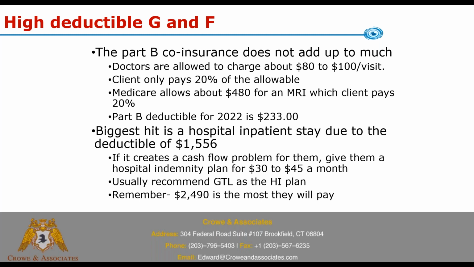If you've got a client that creates a cash flow problem, there is likely a good opportunity there for a hospital indemnity plan. A lot of people don't think of selling hospital indemnity with a supplement, but when you're working with a high deductible F or G, it can make sense. Now, if you have a client that doesn't care, if they're like, I can handle $2,490, no problem, then it might be a tougher angle. But if somebody is concerned about that $1,556 and the cash flow problem it creates, you can tell them for 30 to 45 bucks a month, you could give them a GTL hospital indemnity plan and help with that situation. So it could be an opportunity for another sale there.